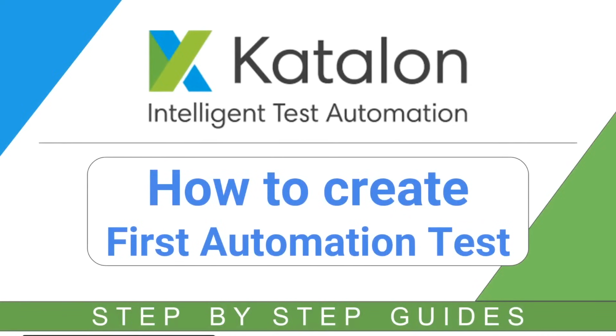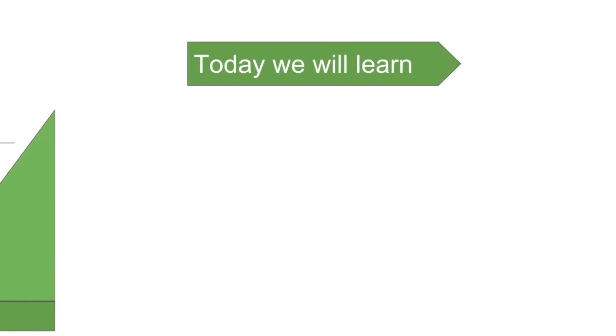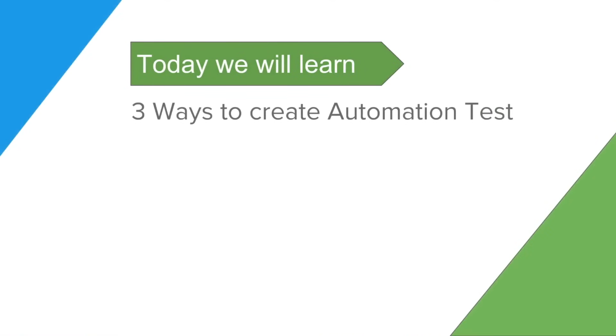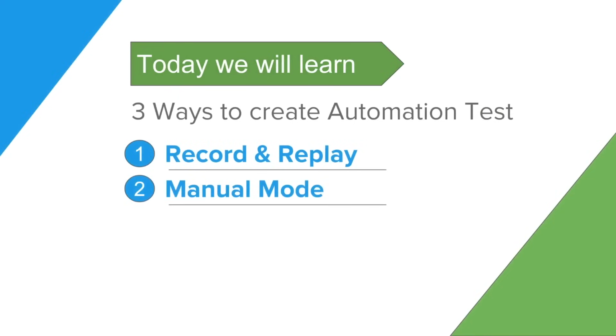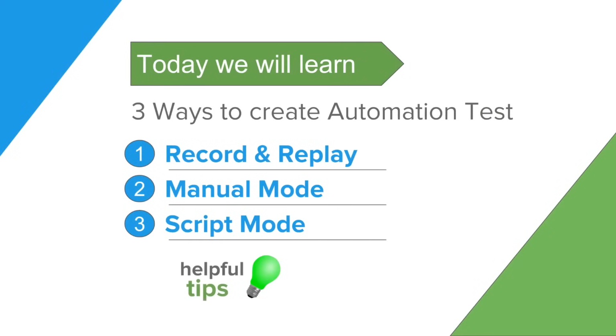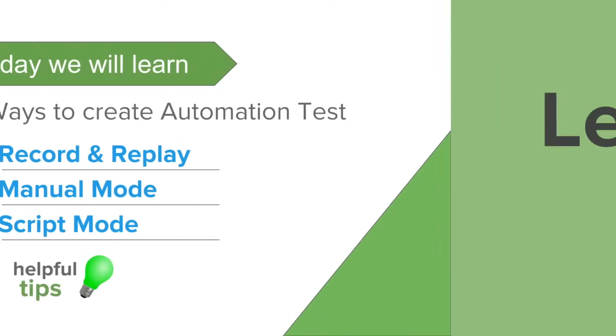Welcome to this session on how to create your first automation test in Katalon Studio. So in Katalon Studio, there are three basic ways of creating your test case. You can record and replay, you can use the manual mode, and then there is a script mode. Let's get started and look at all these three modes.